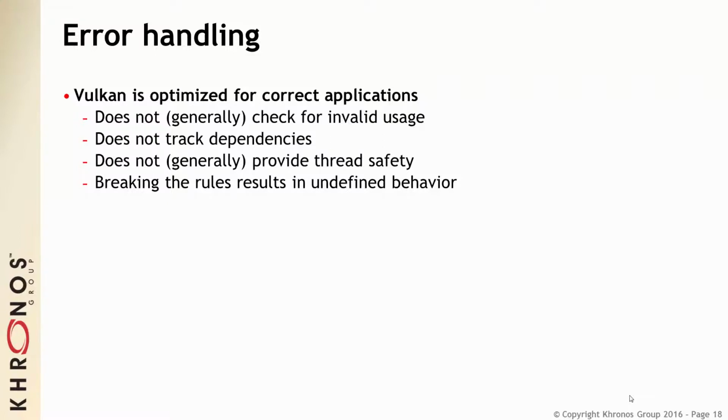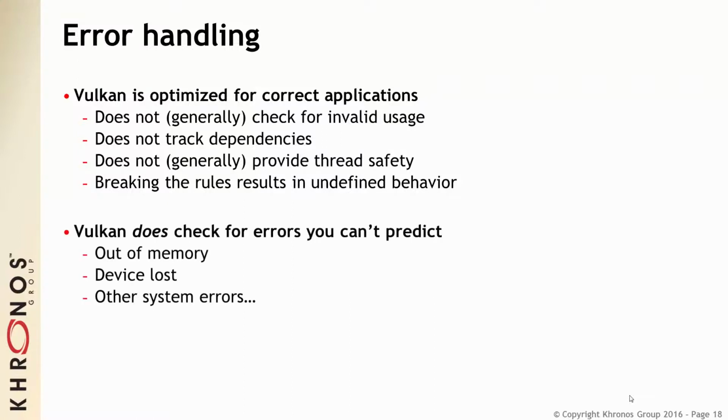The only errors Vulkan does check for are the ones that you cannot detect by carefully reading your code. So all these valid usage constraints, you can read your code and figure out whether you follow the rules or not. You can't detect out of memory because that's the operating system's business. You can't detect that the user killed the window that you were rendering to. So you have a device lost situation. Vulkan does check those and does report them.